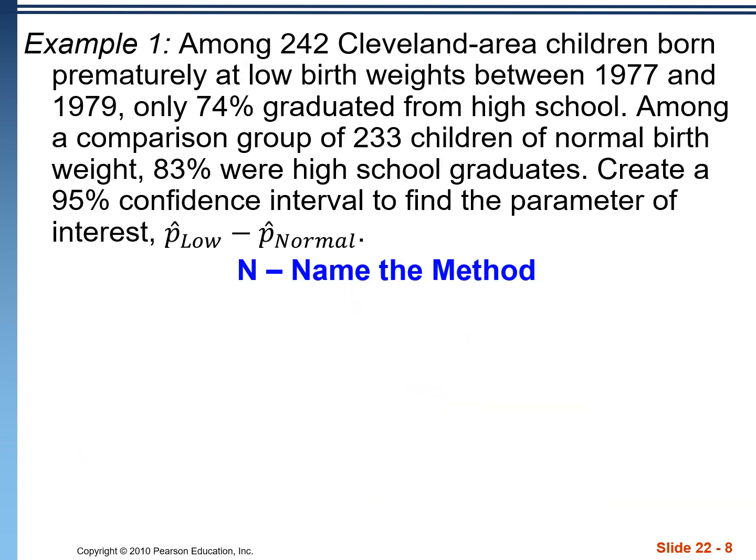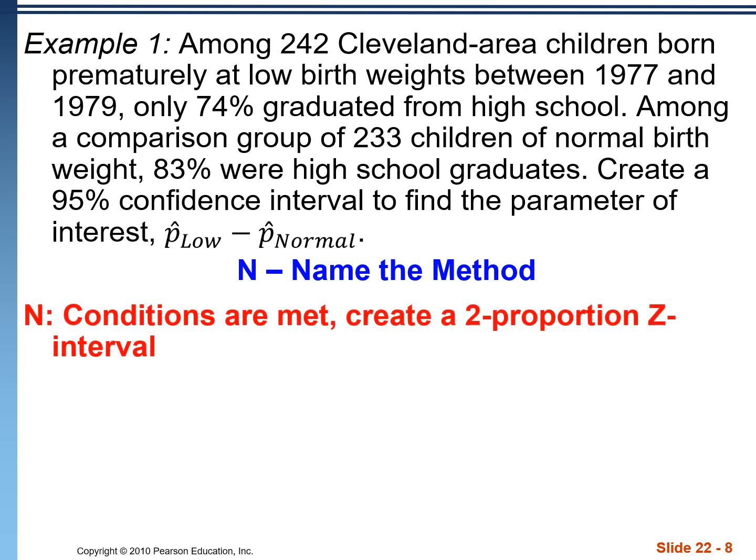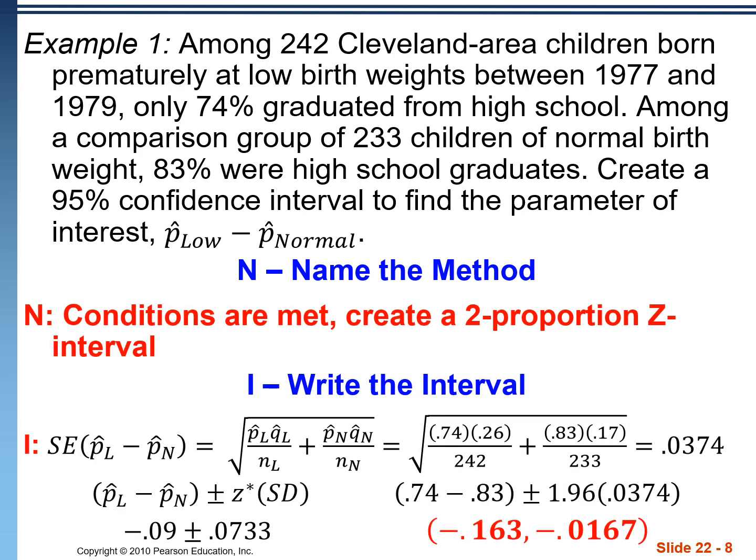Name the method. Back in chapter 19, we did a 1 proportion Z interval, and now we're adding a second sample, which makes this a 2 proportion Z interval. Write the interval. First, we want to find the standard error for the difference in these two population proportions.